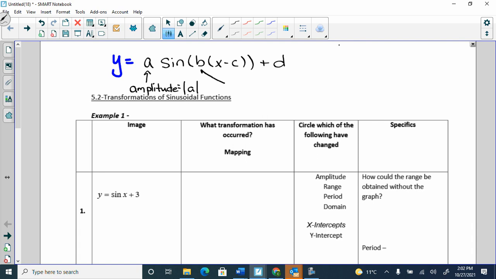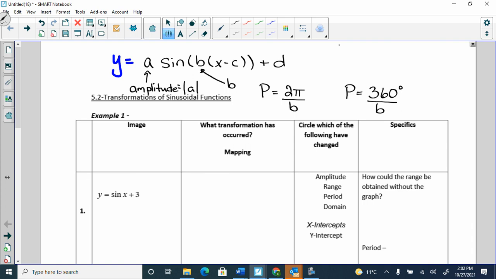And then what you talked about yesterday or the last 2 days was the B value. And the B value got you the what? Do you remember? Period. So if it was in radian mode, you would go 2 pi divided by B and get the period. If it was in degrees, you'd do 360 degrees divided by B. Now, why the heck are we dividing by B? Well, that's the point of today's lesson.